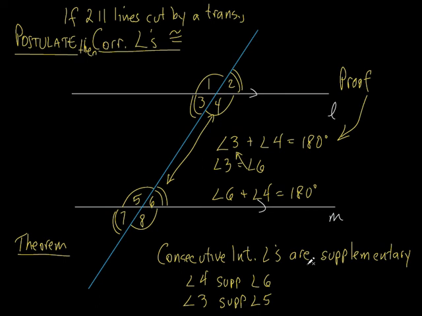I don't think they have a consecutive exterior, but look at 2 and 8. What must 2 and 8 be? They've got to be supplementary as well, right? Would you agree? And what about 1 and 7? They're supplementary as well, okay?